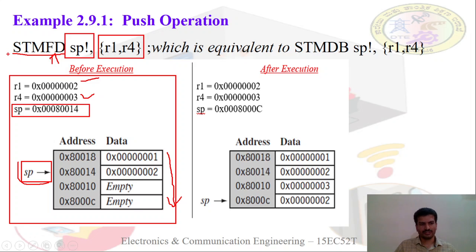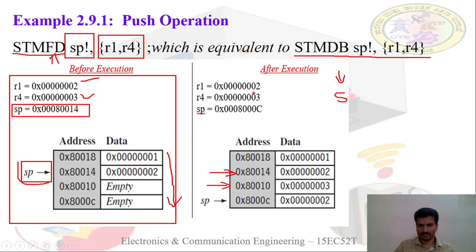So what will happen after executing this instruction? As I told already, this is equivalent to STMDB SP, in flower bracket R1, R4. So which is equivalent to this instruction. Store means register to memory. So decrement address by 4 before store. First it will perform the decrement, then it will store the data. So now SP is pointing to 80014. It will decrement by 4, then save the data.